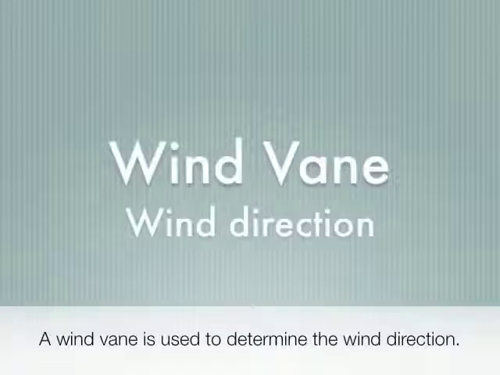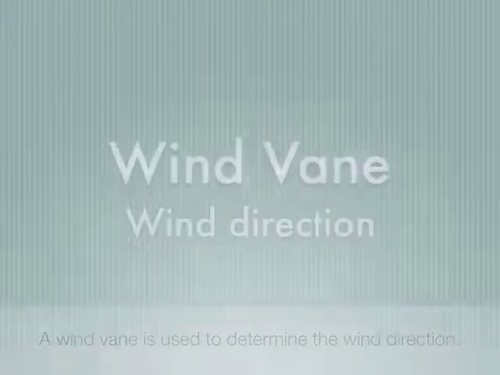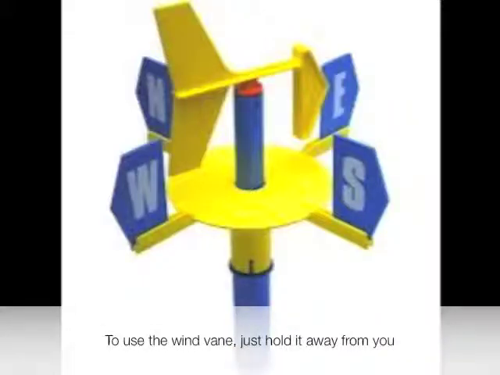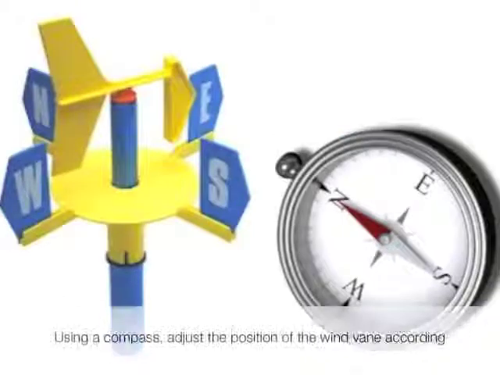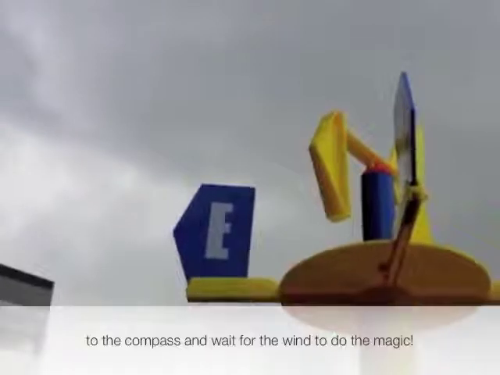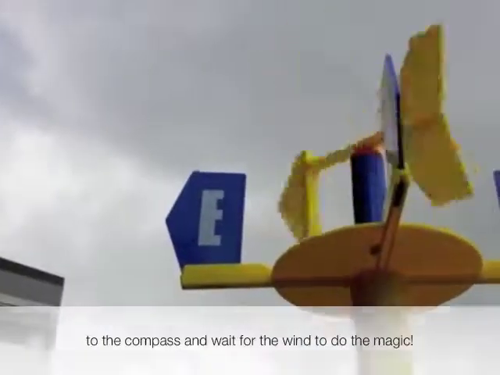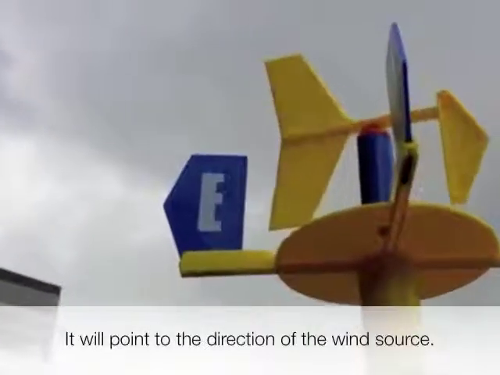A wind vane is used to determine the wind direction. To use the wind vane, just hold it away from you and slightly above your head, ensuring that it is not obstructed. Using a compass, adjust the position of the wind vane according to the compass and wait for the wind to do the magic. It will point to the direction of the wind source.